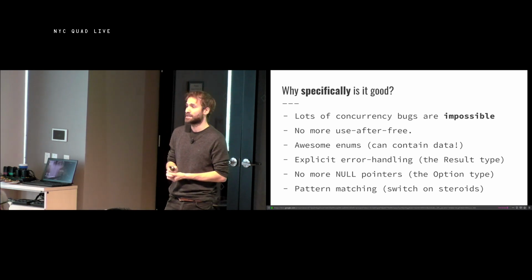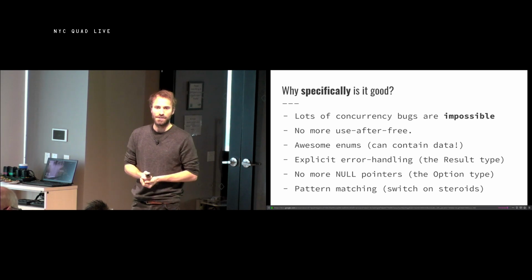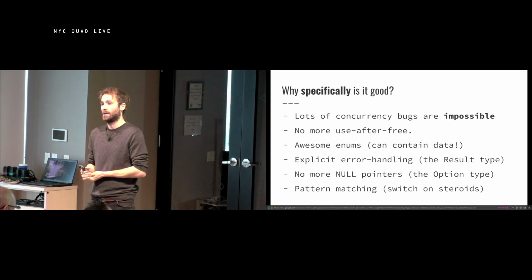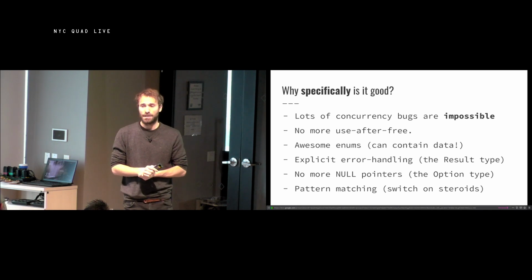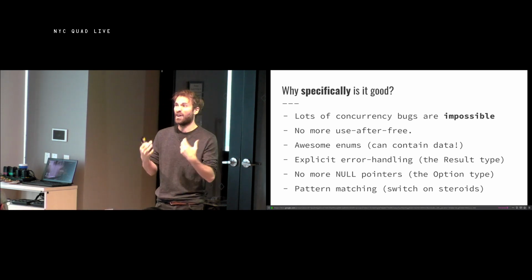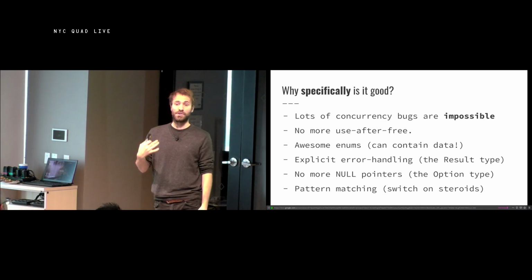The type system provides things like enums, and you might think, oh, I know about enums, we have enums in other languages. In Rust, enums are what are known as algebraic data types, and algebraic data types are basically enums that can contain other stuff. In particular, for error handling, Rust uses the Result enum.